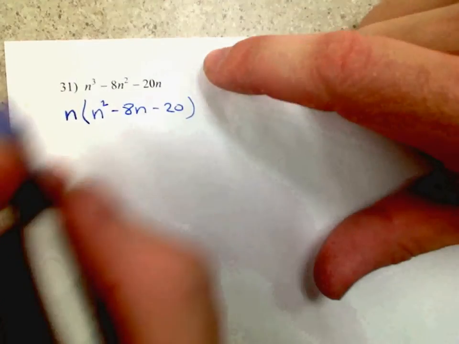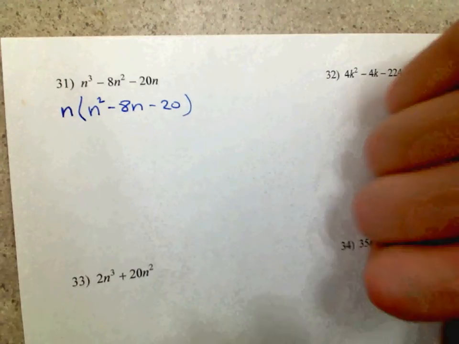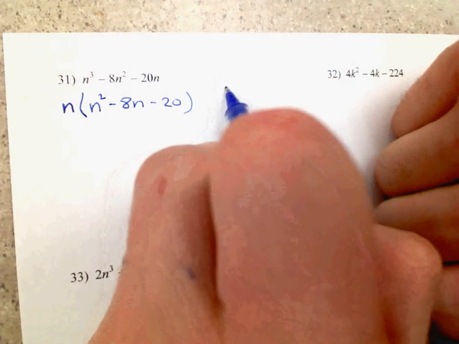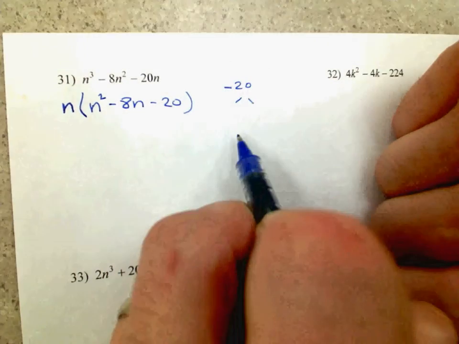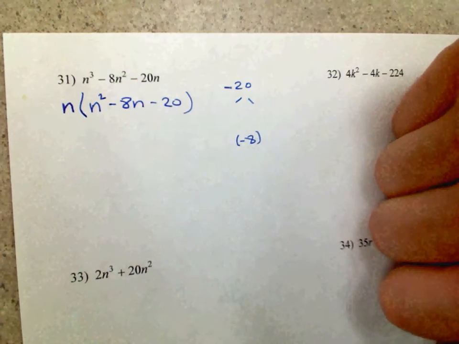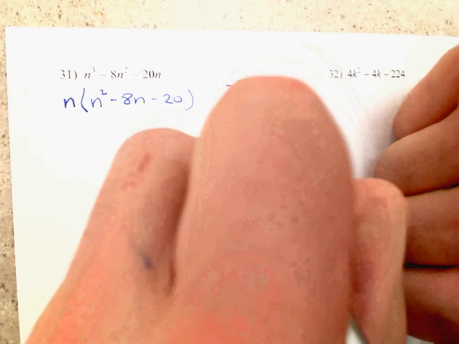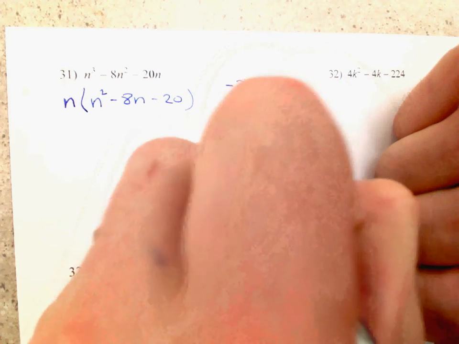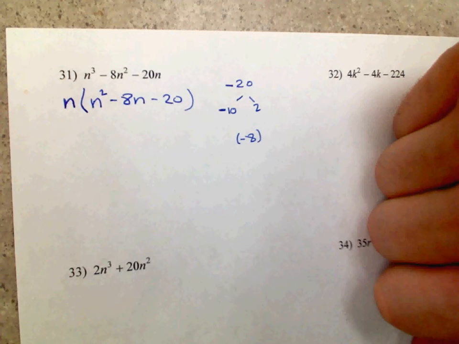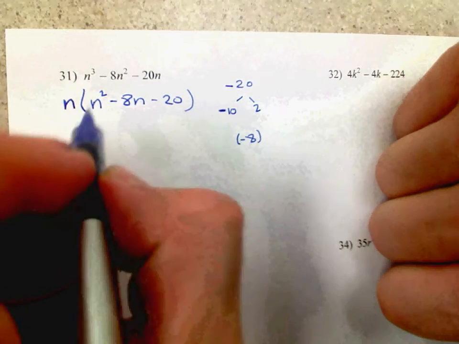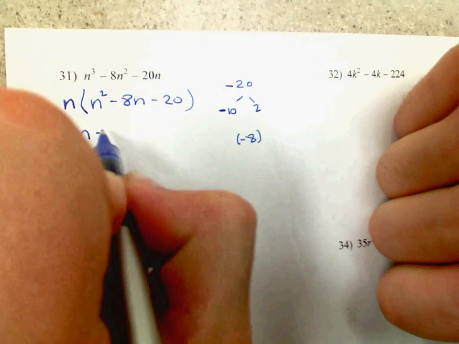And then with what we have left, let's factor again. Factors of negative 20 that add up to negative 8. Those would be, how about 10 times 2 is 20, and negative 10 plus 2 is negative 8. So we find out what works, and split those n's up, n minus 10 and n plus 2.